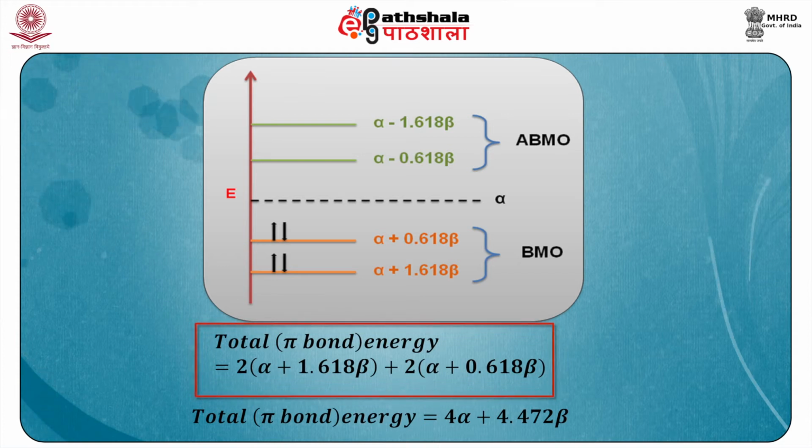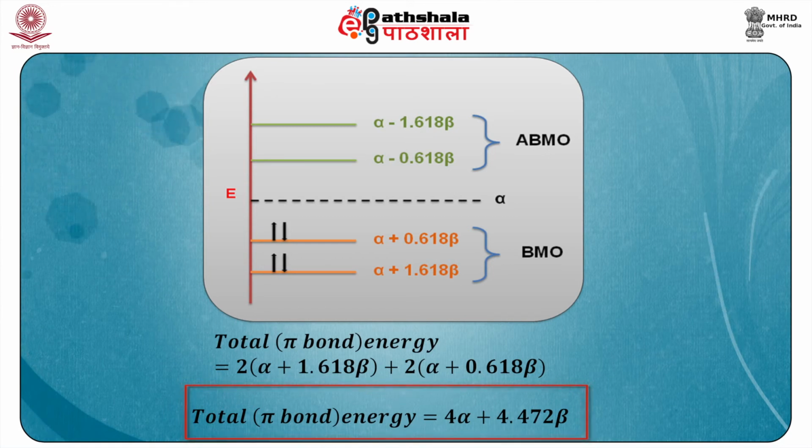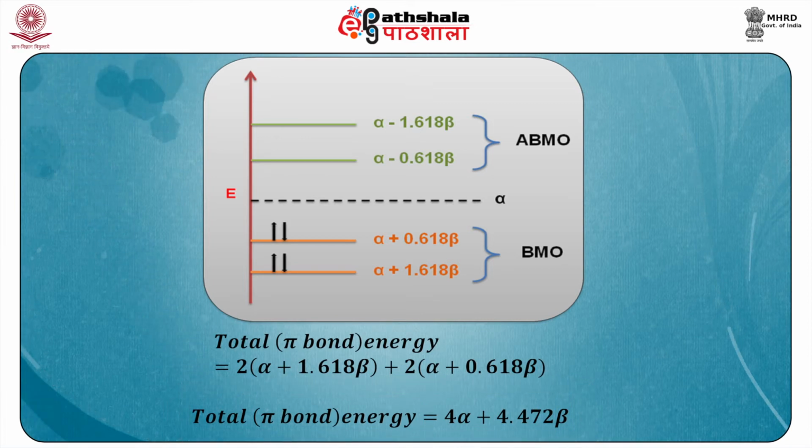And this you can see will be equal to 2 times (alpha plus 1.618 beta) plus 2 times (alpha plus 0.618 beta), because 2 electrons are in each of these molecular orbitals. So total pi bond energy becomes equal to 4 alpha plus 4.472 beta. That is the total pi bond energy of 1,3-butadiene.